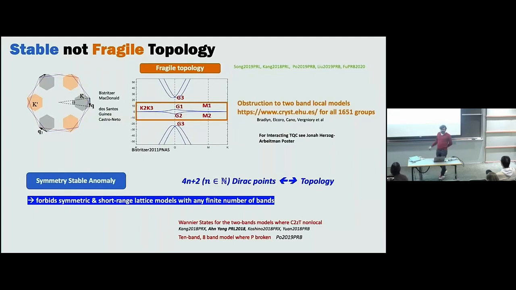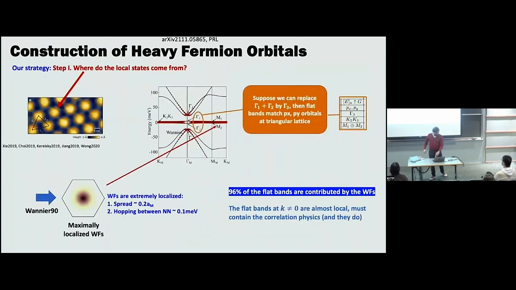The symmetry allows for this type of strong topology. Now, this topology basically forbids short-range lattice models with any finite number of bands if you want to model the Bistritzer-MacDonald Hamiltonian. So just remember this 4n plus 2 because it will become important in the next slide. So we know from experiments roughly that the system has to have heavy carriers and light carriers. So let's try to build the heavy carriers.